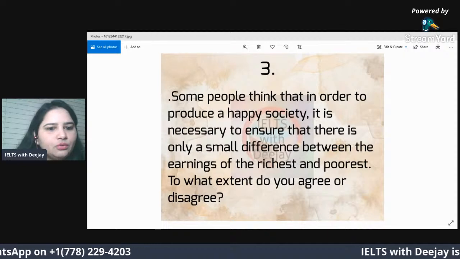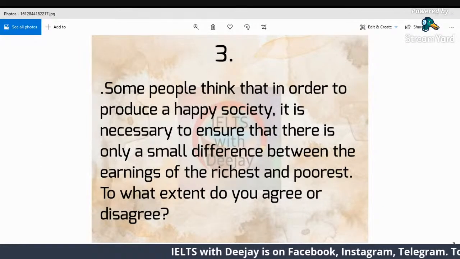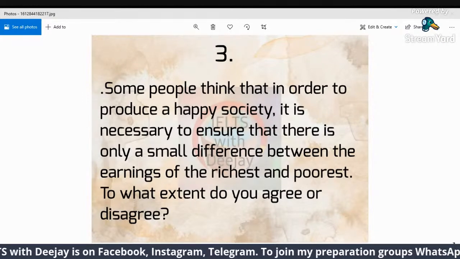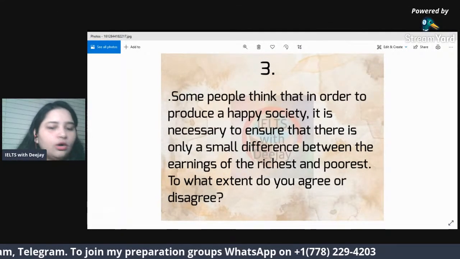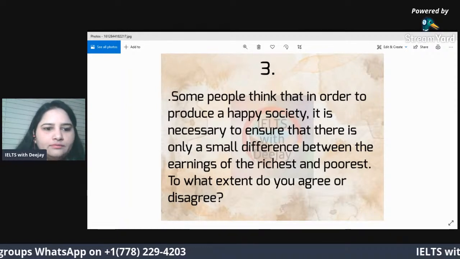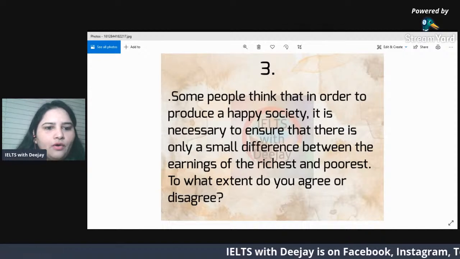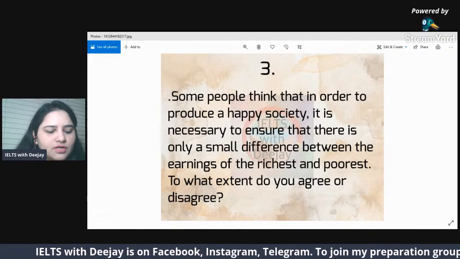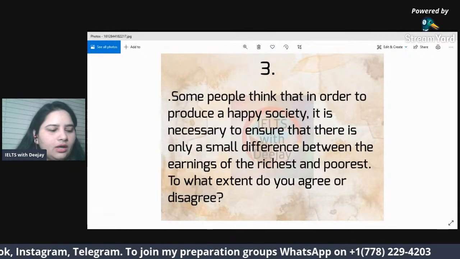Okay, anything else you want to add in this one, in the third one? Any other synonym, any other word, or anything you want to add in this one? Because this is the last one that we did. Anything else you want to add? Or if you want to ask anything, you can let me know. Even you can ask in the groups as well. If there is any question or doubt, you can ask me there as well.